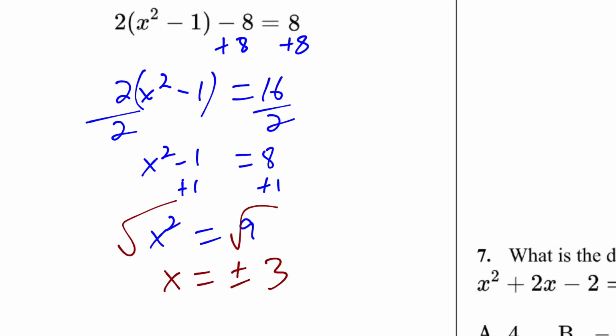There's a couple ways I could have handled that. I chose to divide right here at this step. If I distributed, it would end up the same way, so it doesn't really matter. I'd be doing 18 divided by 2 instead of 16 divided by 2 plus 1. Either way, we end up with x squared is equal to 9. When we take the square root, you get plus or minus 3.